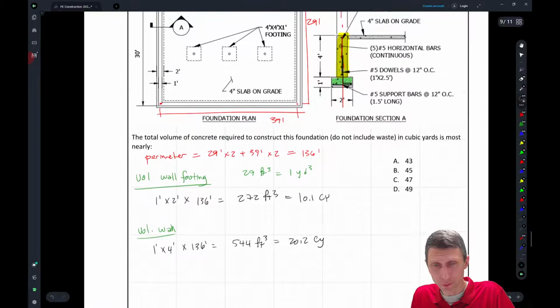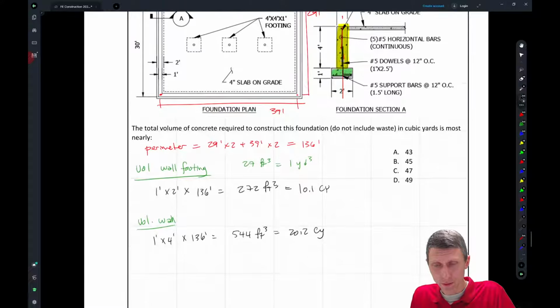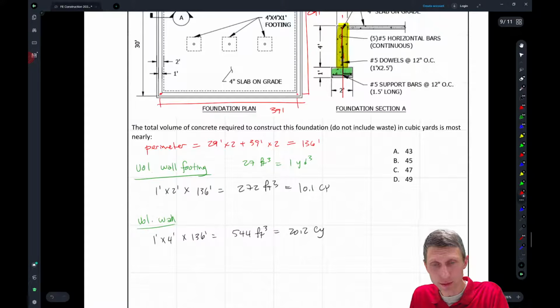What else do we have left? We have the slab. So let's take a look at this slab here, right? So we've got a slab.